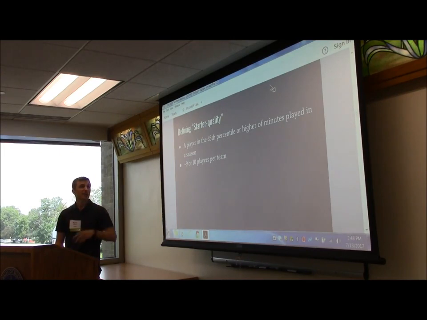I'm going to define starter quality here. Players that play in the 65th percentile of minutes or higher, I'm going to say are starter quality, and so that's about 9 or 10 players per team. If anything, that might be a bit permissive. Maybe we could be a little more restrictive there. I'm throwing goalkeepers out because their development curves are going to look substantially different. You can only play one goalkeeper, whereas if you have a couple midfielders that are good, you can find a lineup that makes use of both of them. So ignoring goalkeepers, it's at about 9 or 10 players per team, which maybe is a little high.